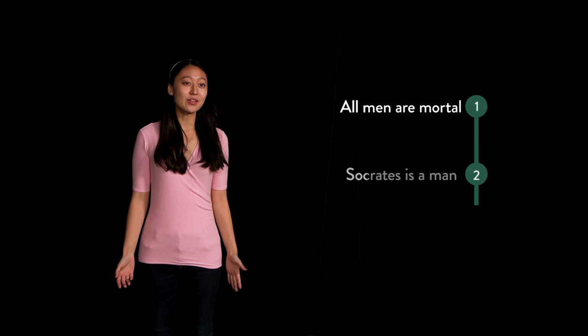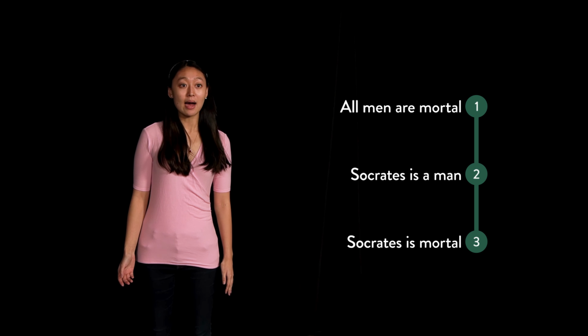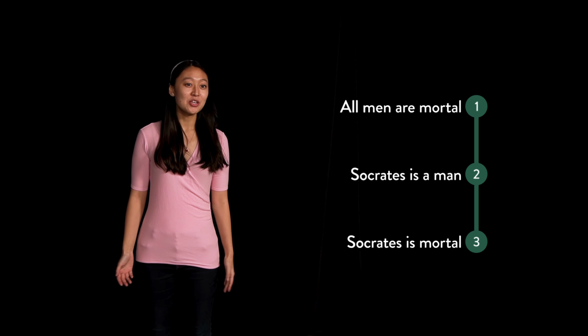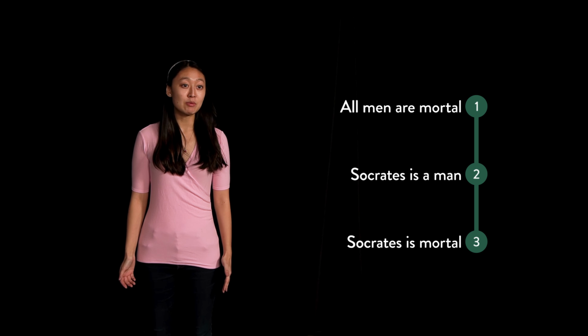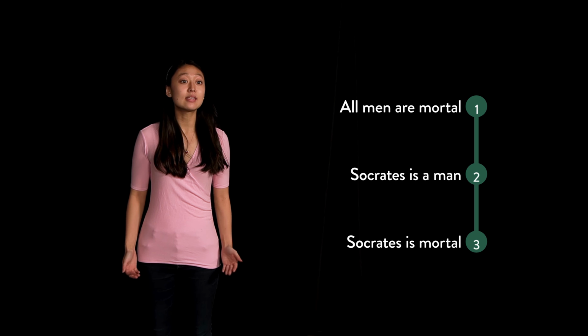You may have heard something along the lines of the following argument in the past. First, all men are mortal. Second, Socrates is a man. Third, therefore Socrates is mortal. These lines are an example of a type of deductive reasoning that is known as a syllogism.